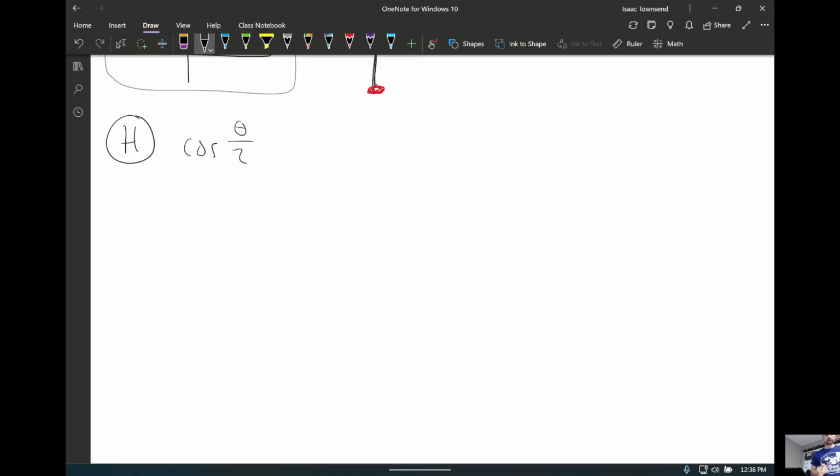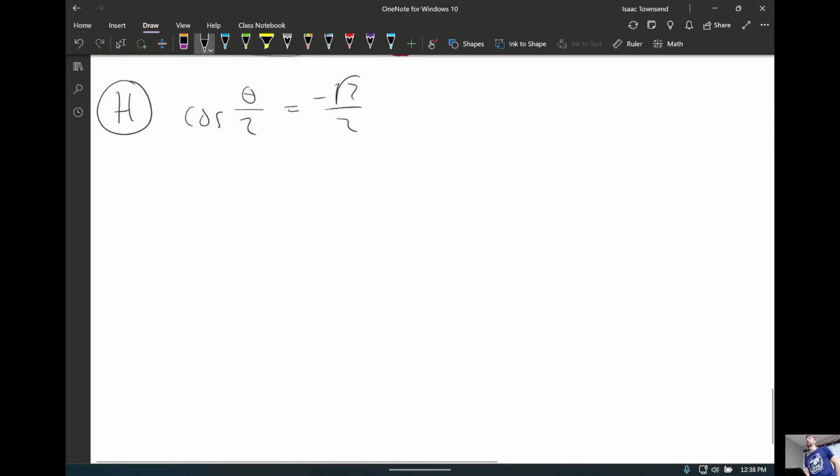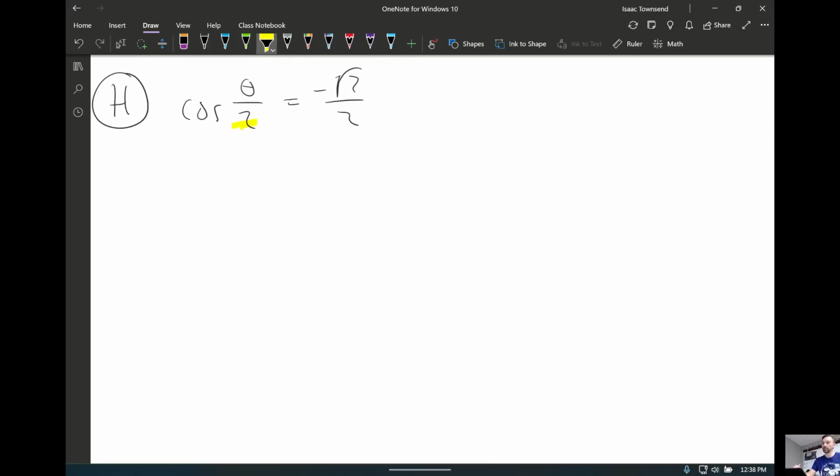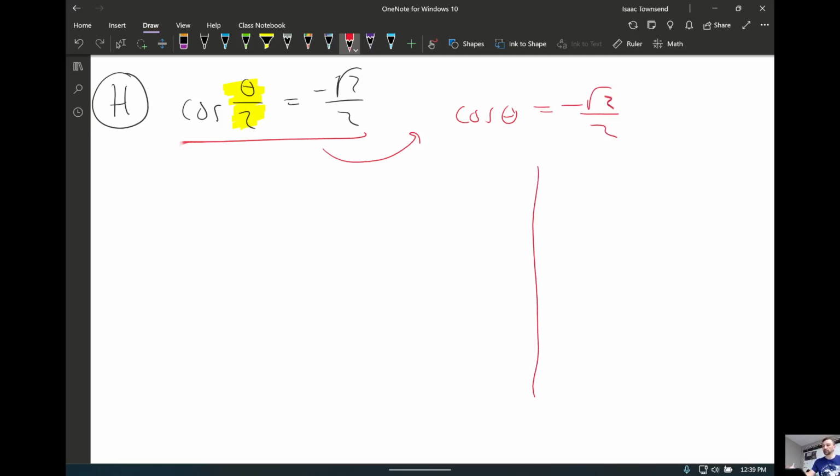H is cosine of 1/2 theta is equal to negative square root of 2 over 2. So this is what they refer to as a multi-angle. So in the notes and the bookwork, I had suggested pretend like it's not 1/2 theta, pretend like it's just a regular 1 theta, and then work it this way. Cosine is negative square root of 2 over 2 at 3 pi over 4 and 5 pi over 4.